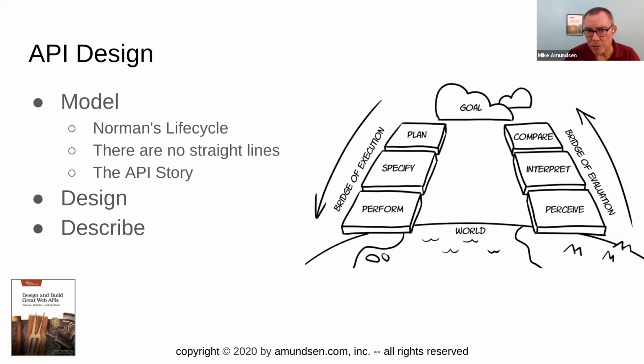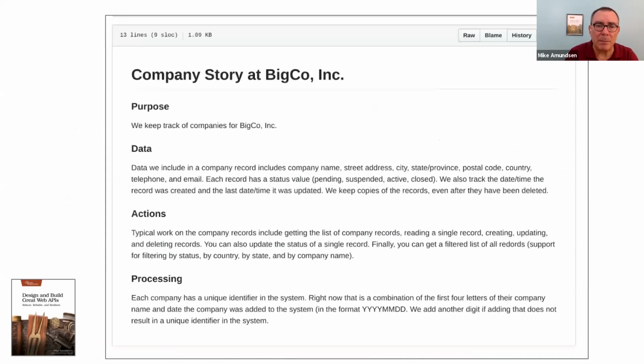This is similar to a user story. I need to write down in prose what is their goal? What is their method of execution? What is their method of determining whether or not they've reached that goal? So this is a really simple example of an API story. A story has a handful of things, such as its purpose, a simple sentence. We need to keep track of companies. This is from my imaginary company called BigCo. There's data we collect, there are actions we take, and there may be processing rules. There may also even be some other rules about things like duplications and constraints and things like that.